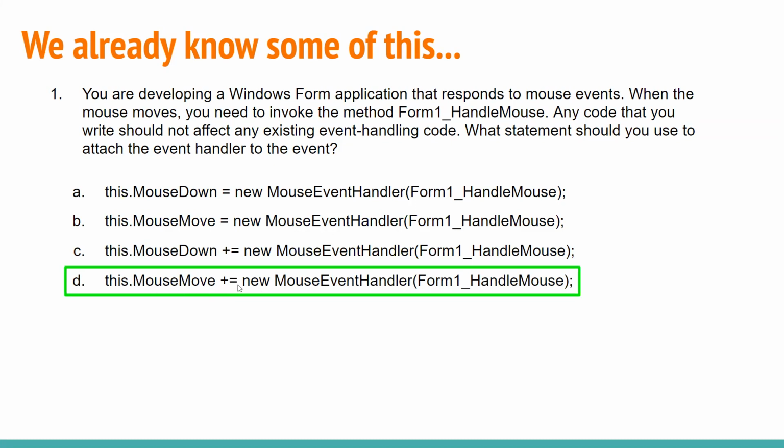So we always use plus equals to add to an event. And the key thing here is it says any code that you write should not affect any existing event handling code. If you set mouse move equal to form1_handle mouse, then that would overwrite all of the other events that were in the event, right? So we have to add it.